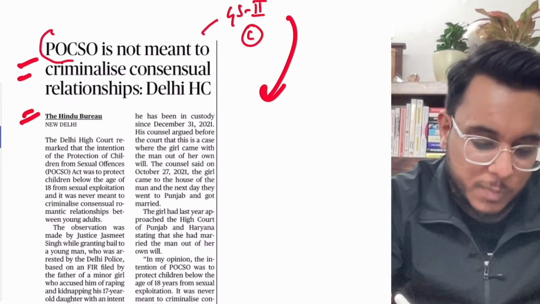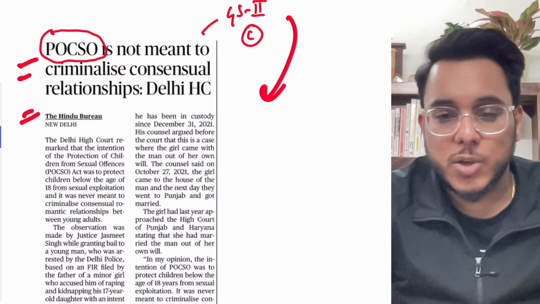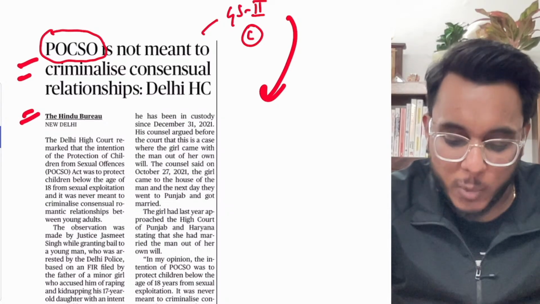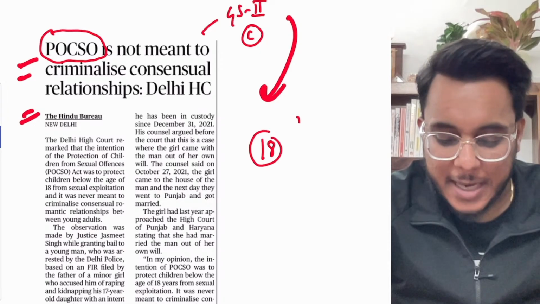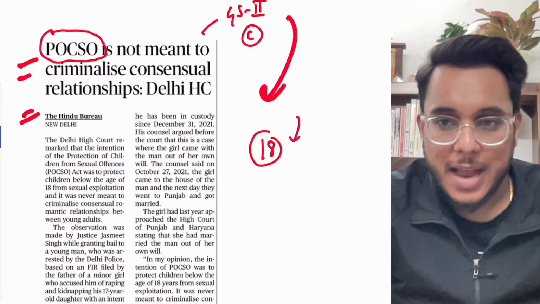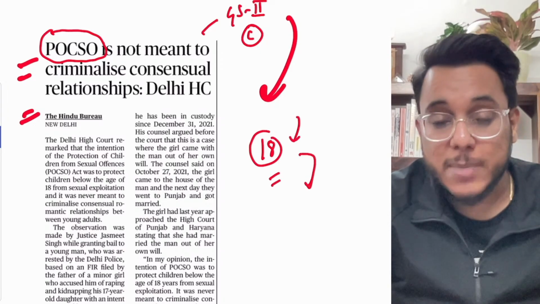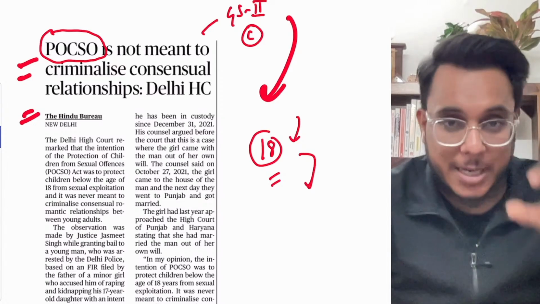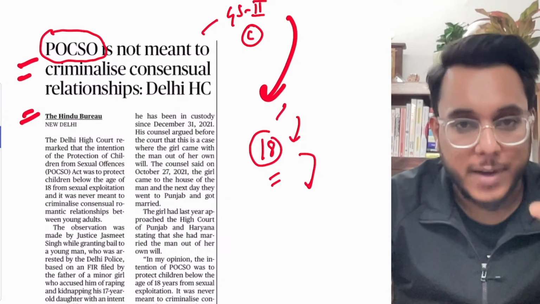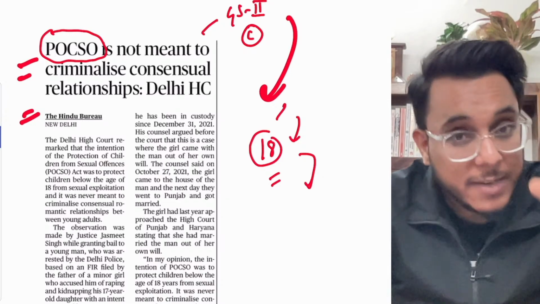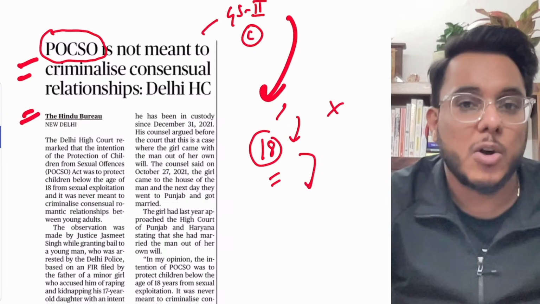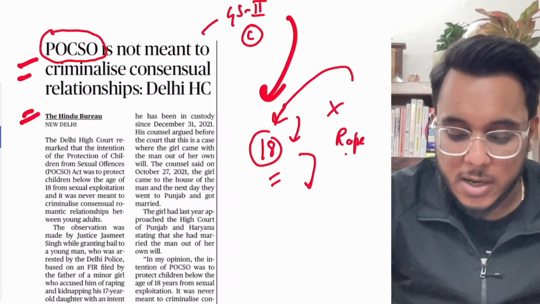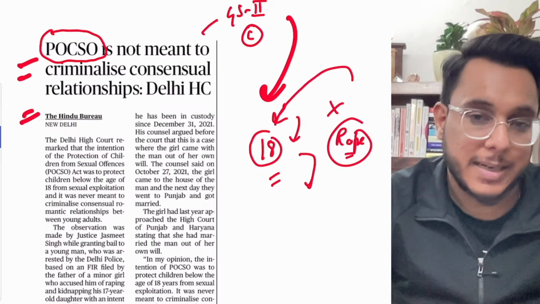Now POCSO stands for Protection of Children from Sexual Offences Act 2012, and POCSO provides that a person till the age of 18 will be considered a child, and a person till the age of 18 cannot give consent. It means that if sexual intercourse is carried out with a girl of 18 years, even if the girl has given consent, that consent will not count. And the person will be charged under rape. That is something that has happened.